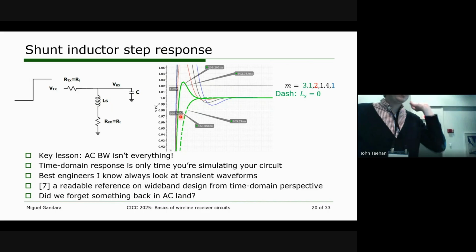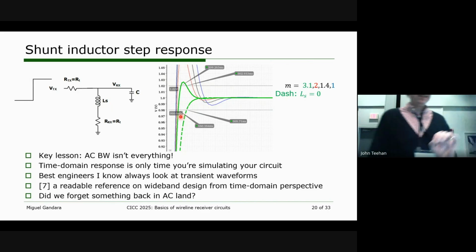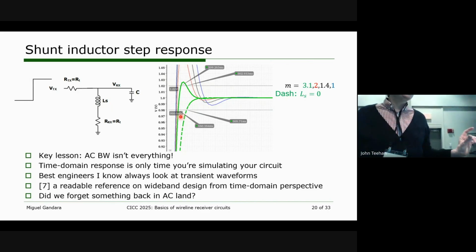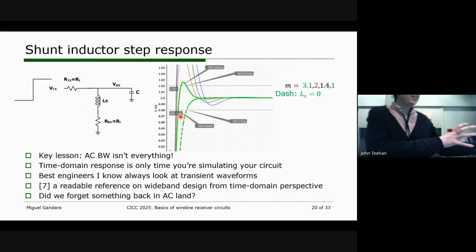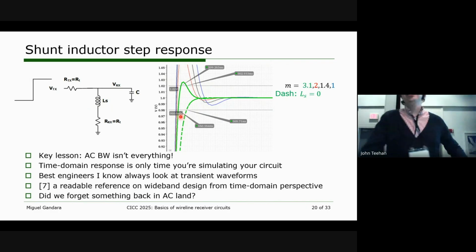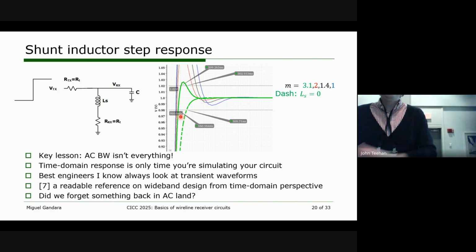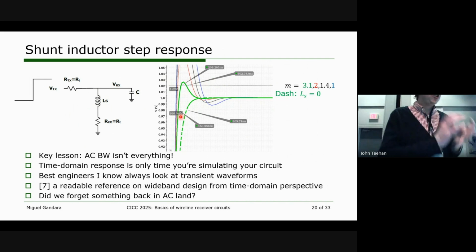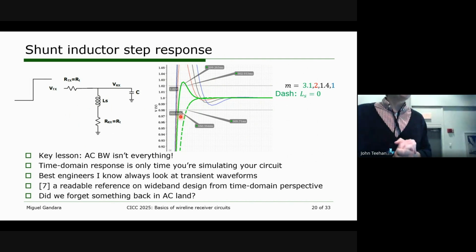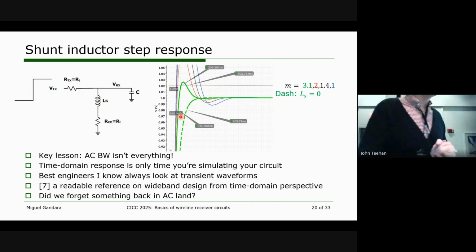Time domain response is the only time you're actually simulating your circuit. Whenever you do an AC simulation, the simulator is taking your circuit, making a model of it, and telling you what the response of that model is. You hope that model captures your actual circuit behavior well, but to be honest, you really don't have any idea.